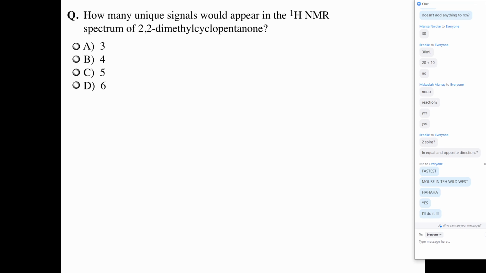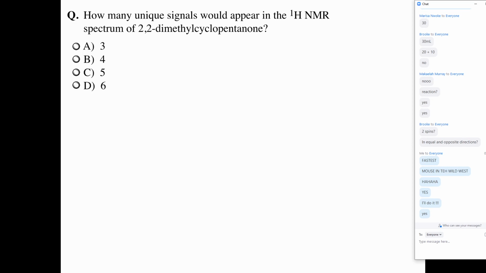Okay, so one of the most common questions they like to ask is basically how many signals you are going to get, which is another way of saying how many different types of hydrogens do we have? So is it worth drawing out the structure for a lot of these questions? Does that help at all? By all means. So cyclopentanone, 5 carbons in a ring, ketone at carbon 1. So the most oxidized carbon defines carbon 1, a couple of methyls. So make sure this is correct.